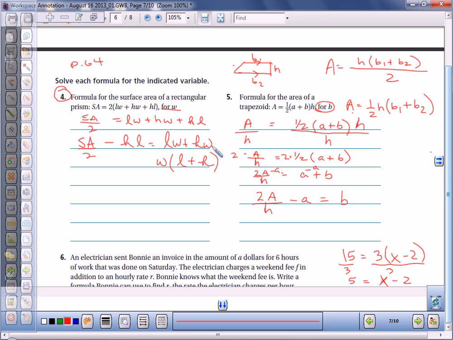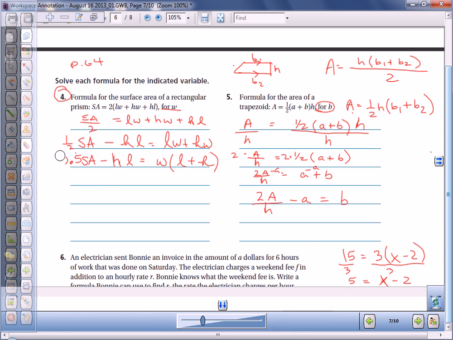Now, we're going to want to divide by this in just a second. So let's talk about what would make it easier. Do you see I have the surface area divided by 2? Is that the same as 1/2 times the surface area? Yes. Okay. Can I write 1/2 as 0.5? Yes. Alright, let's do that. 0.5 SA. That is a really large zero in comparison to everything else. There we go. And then divide by L plus H. So 0.5 times the surface area minus the height times the length divided by the length plus the height equals the width.